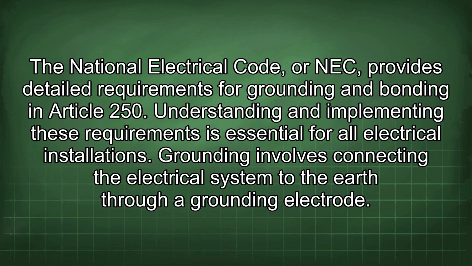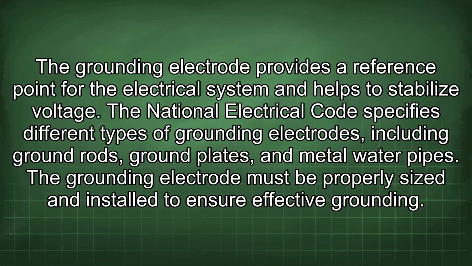Grounding involves connecting the electrical system to the earth through a grounding electrode. The grounding electrode provides a reference point for the electrical system and helps to stabilize voltage. The National Electrical Code specifies different types of grounding electrodes, including ground rods, ground plates, and metal water pipes. The grounding electrode must be properly sized and installed to ensure effective grounding.